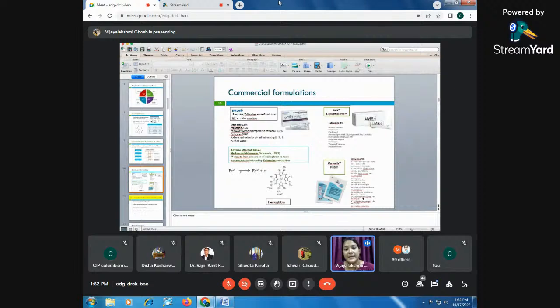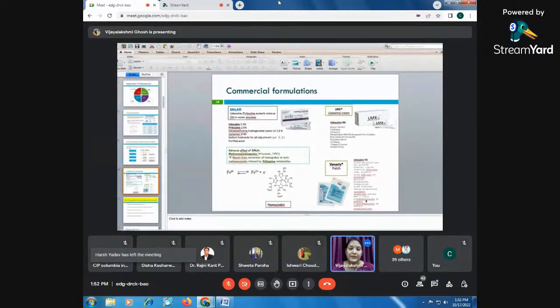These are some examples of formulations of local anesthetics or topical anesthetics. The first one to discuss is EMLA, that is the eutectic mixture of lidocaine and prilocaine. Then there is LMX, a liposomal cream of lidocaine, which has lidocaine 4%. And then there is Versatis, a patch formulation having lidocaine 5%. Of these three formulations, the commonly used formulation in USA and Europe is EMLA.